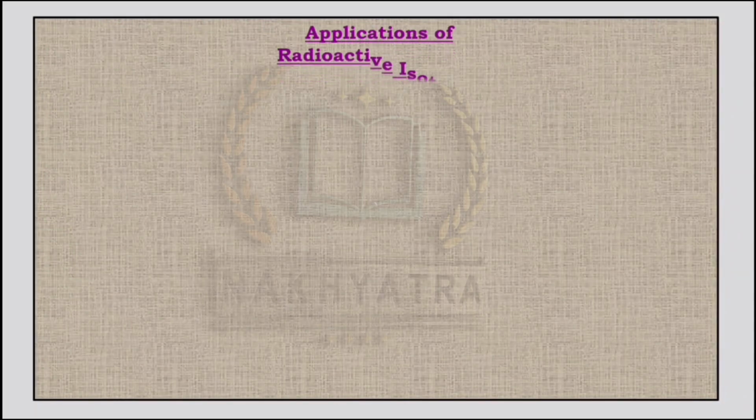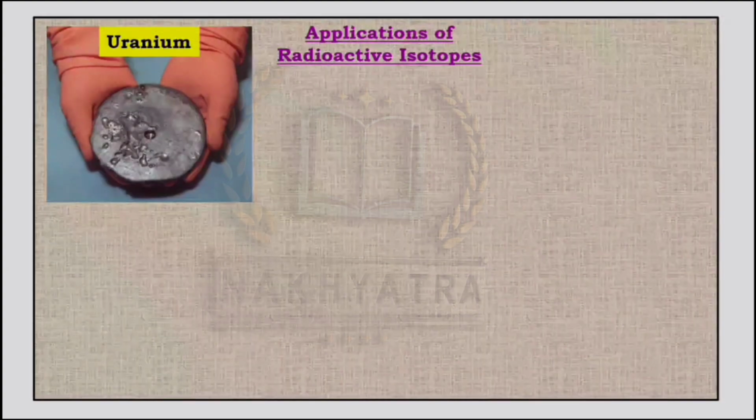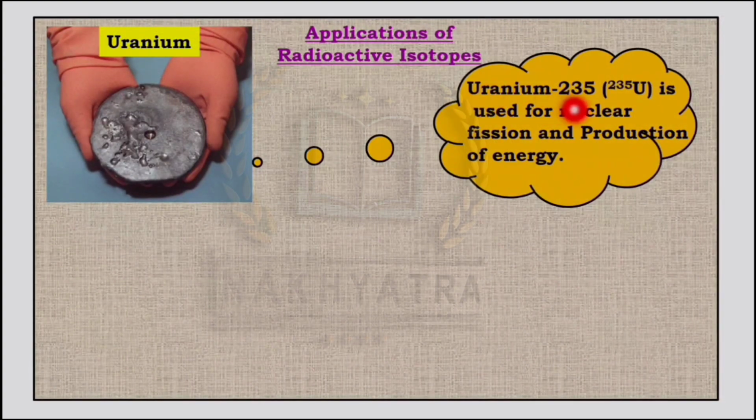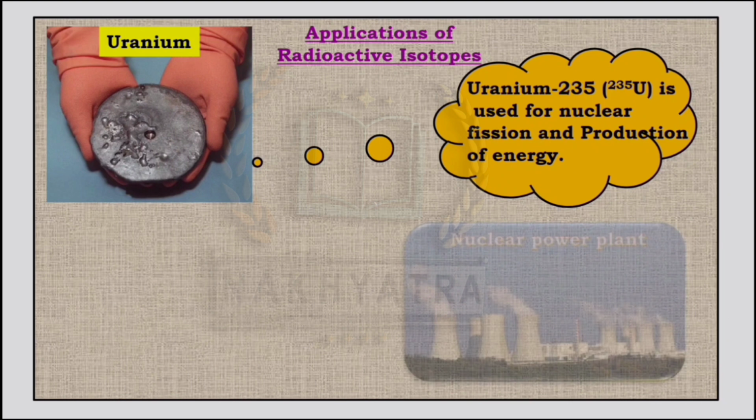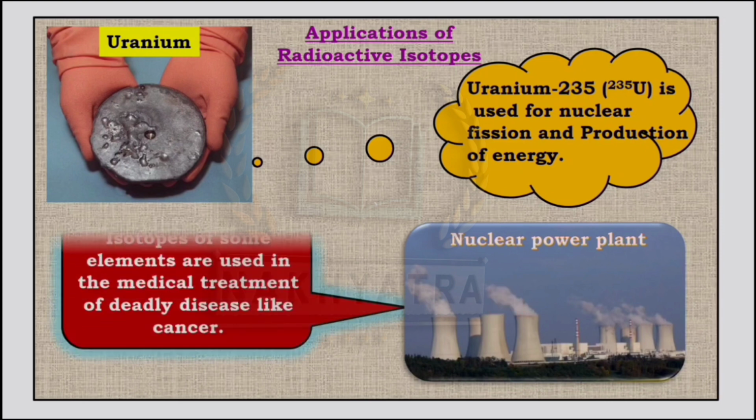Let us see the applications of radioactive isotopes. First, in the case of uranium. Uranium has mass 235 and it is used for nuclear fission and production of energy. This is a nuclear power plant, so uranium is used as a fuel in a nuclear power plant.